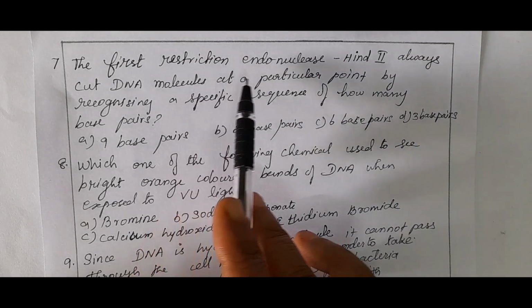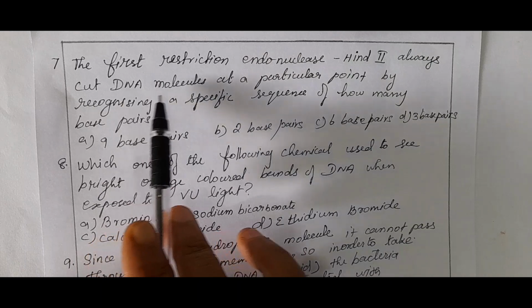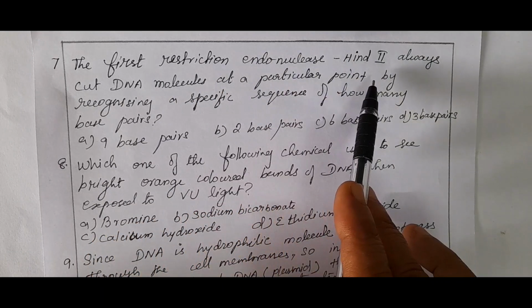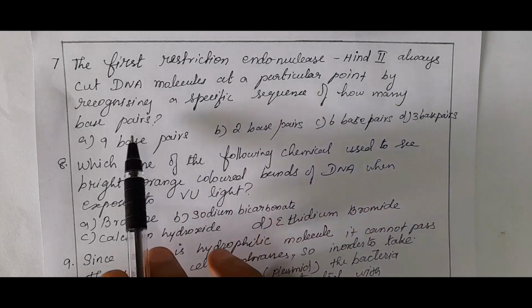The first restriction endonuclease is known to always cut the DNA molecule at a particular point by recognizing a specific sequence of how many base pairs.